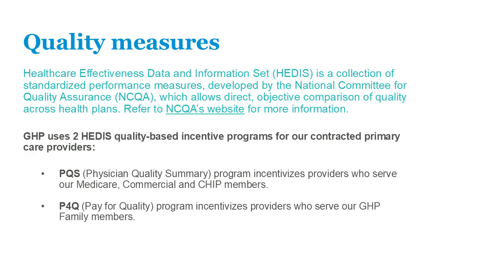HEDIS is a collection of standardized performance measures developed by NCQA, which allow direct, objective comparison of quality across health plans. Geisinger Health Plan has two HEDIS quality-based incentive programs, PQS and P4Q, for our contracted primary care providers. Details are outlined in the individual program manual, which you can find on Navinet. If you are an eligible provider group, your provider engagement liaison will reach out with more detailed information.